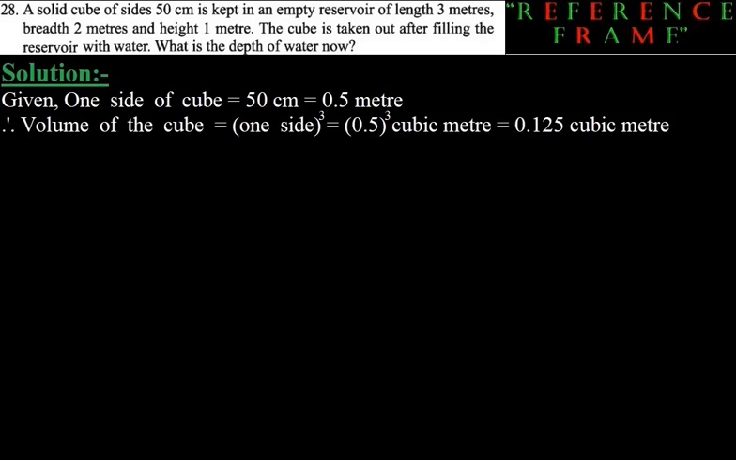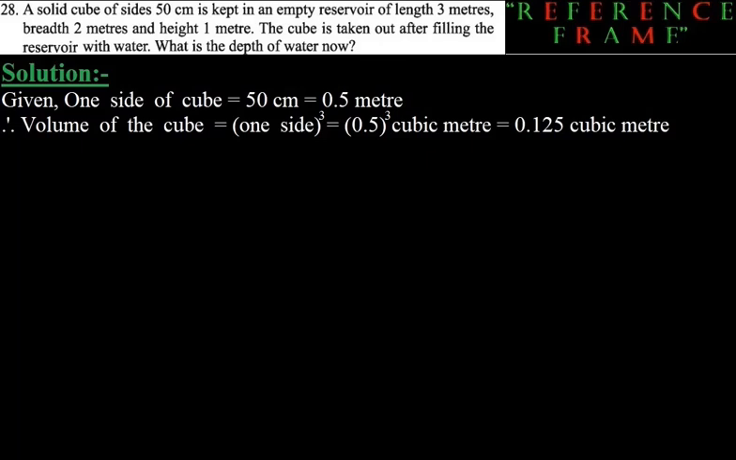So here we're given one side of the cube is 50 centimeter, and converting this into meter, we're gonna have 0.5 meter. We convert it into meter because all other units of the reservoir are given in meter. Therefore, the volume of the cube, we know the formula, one side whole cube is 0.5 whole cube and we got 0.125 cubic meter. This is the volume of the cube that is kept inside the reservoir. This is very crucial for us because we're gonna use it in the next step.